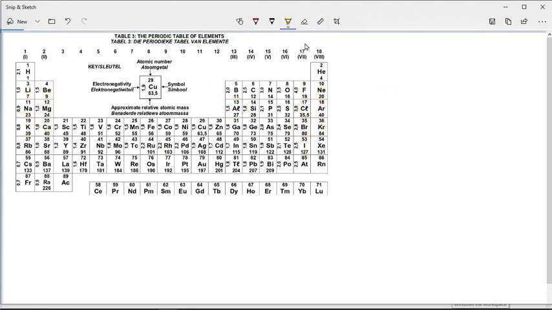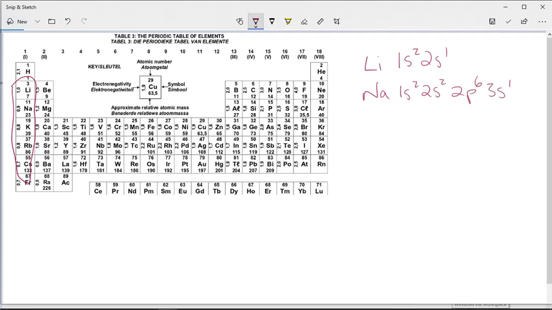And then we're going to just clear this up here. And if we have a look here, where are the alkali metals? The alkali metals are these guys over here. Okay. So lithium is 3. So lithium is 1s2, 2s1. Sodium is 11. So it's 1s2, 2s2, 2p6, 3s1.